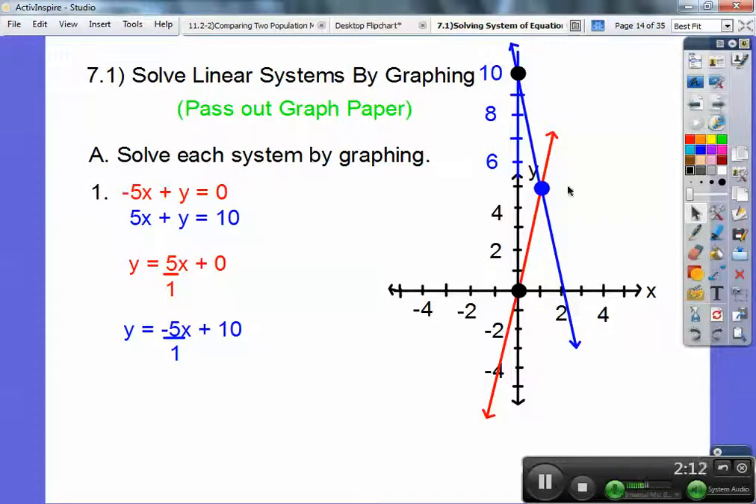My goal is to find out where these two lines intersect. Obviously they intersect right there, and you need to know the ordered pair. It went from the origin, over 1, up 5, so they both share the same point, 1 comma 5. So that's the solution, where they intersect, at 1 comma 5. That's the answer. All right, let's try another one.